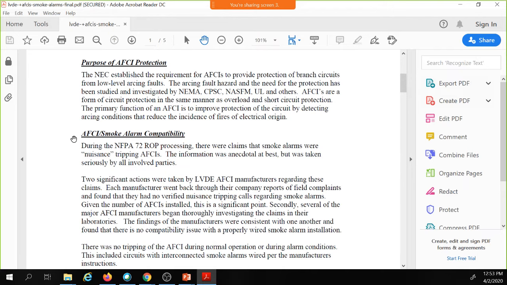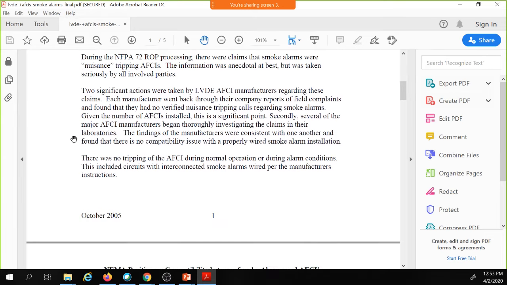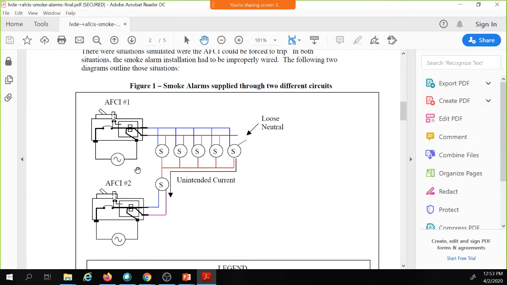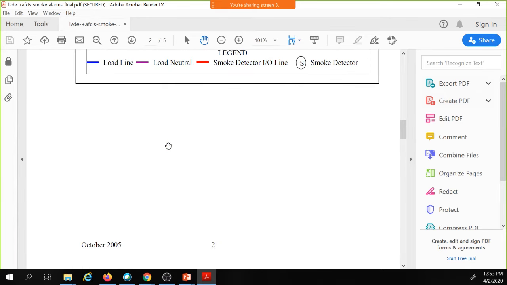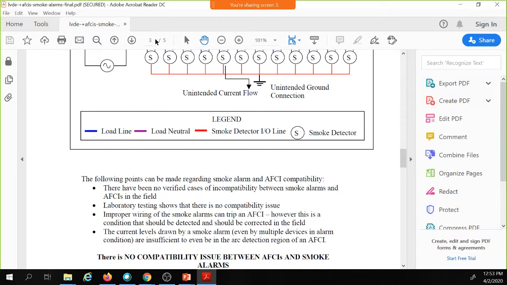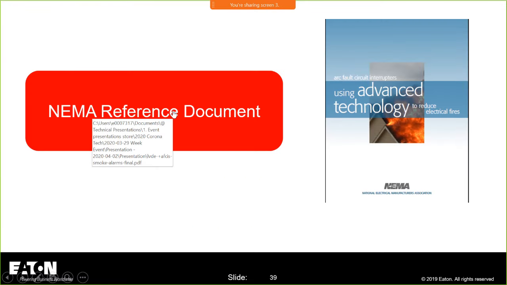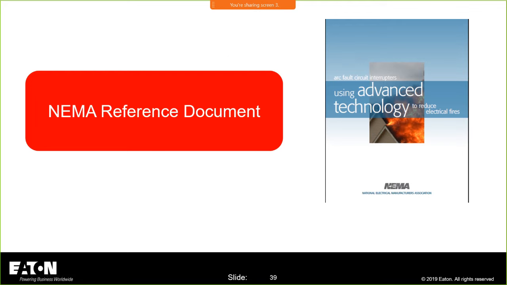So AFCI and smoke alarm, they're compatible. There were no issues, no tripping of the AFCI during normal operation or during alarm condition. So they did some testing. They talk about that they're supplied through 2 different circuits and things of that nature. So in any case, there's a good reference document. I'll put a link to it on the YouTube website, so you can download that. But that's a good resource for you.